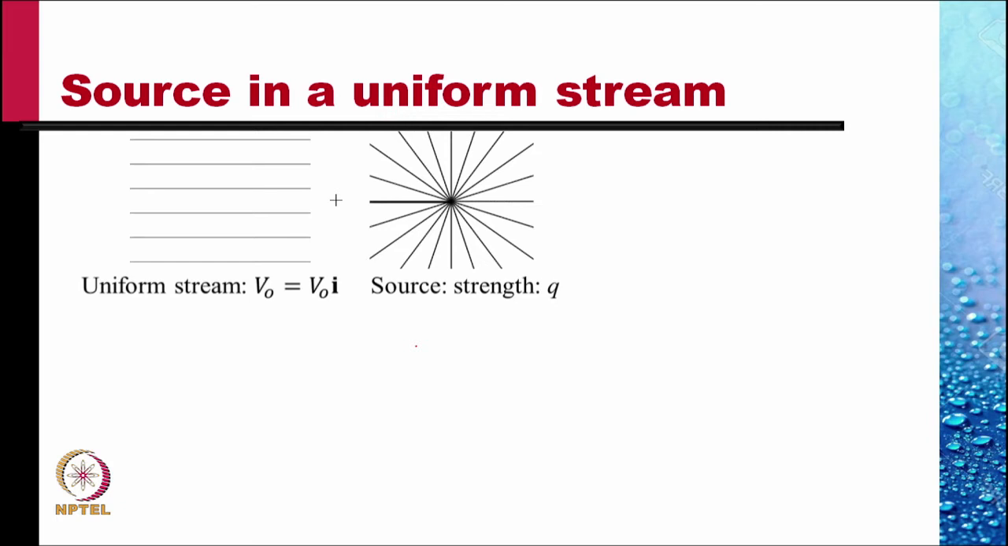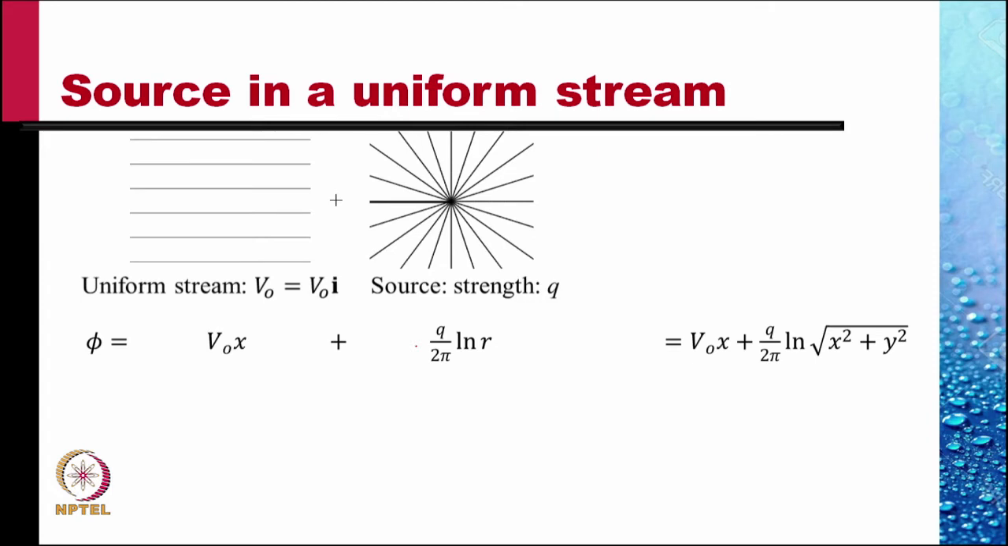We take the potential of the uniform stream and the potential of a source and add the two together. Thus, phi is equal to V naught x because of the uniform stream plus Q divided by twice pi ln r because of the source, resulting in phi is equal to V naught x plus Q divided by twice pi ln under the root x square plus y square as the potential of a flow which is a combination of a uniform stream and a source.